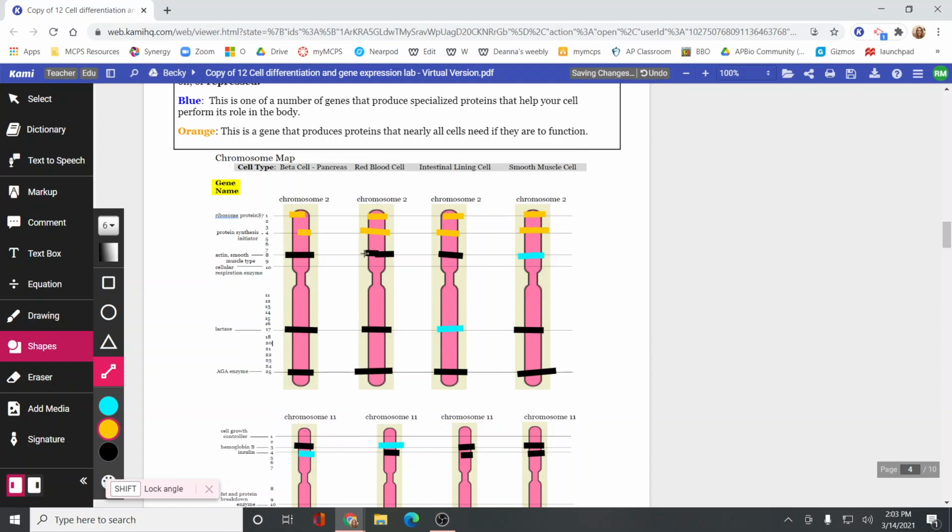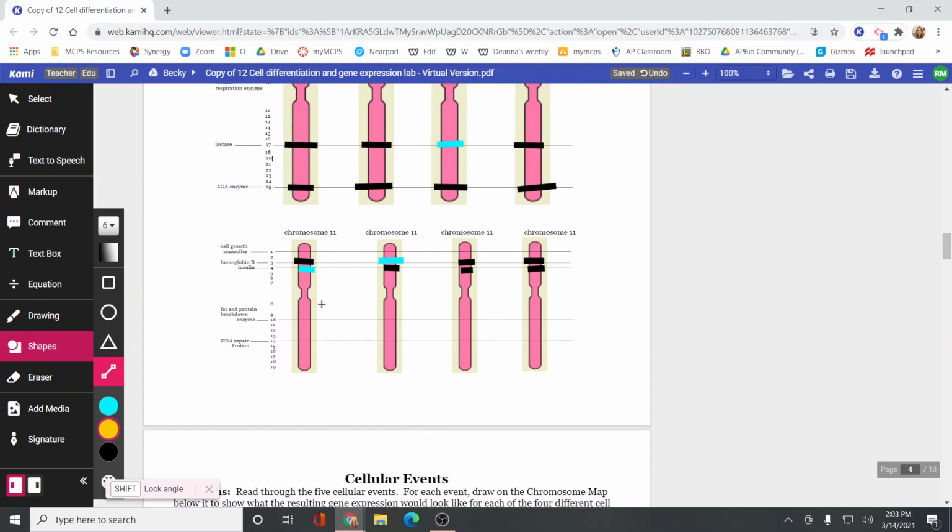Ribosomes make protein. Protein synthesis initiator. That's on in all cells because all cells need to initiate protein synthesis, making proteins. Okay? Cell growth controller. That's going to be on, oops, I did a terrible job with that line. It's going to be on in all the cells because all cells have to control their cell growth. Fat and protein breakdown enzyme. That's going to be on in all cells because all cells will need to break down fats and proteins. And DNA repair will be on in all cells because all cells will need to repair their DNA.